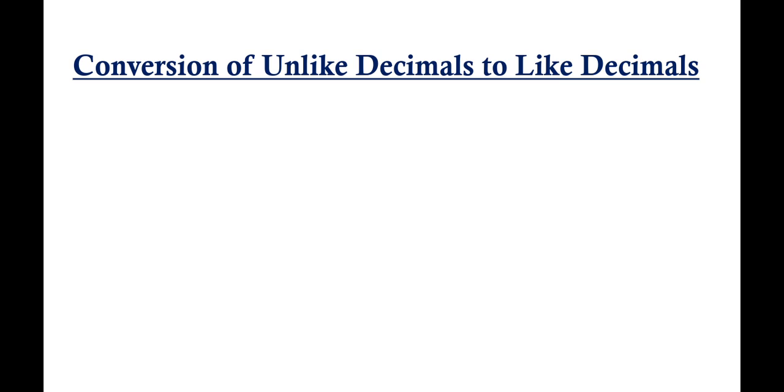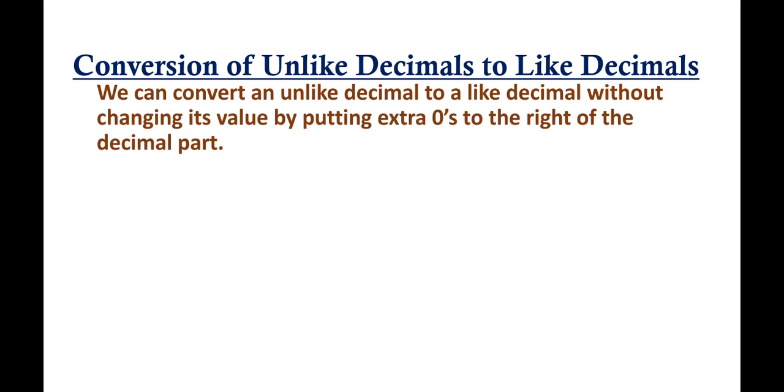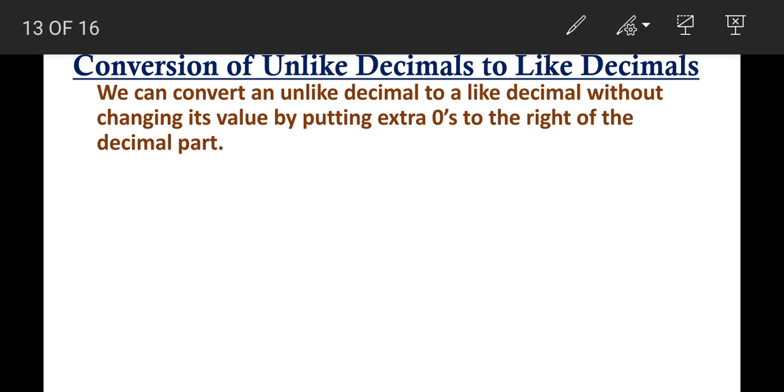Next, move to conversion of unlike decimals to like decimals. Here we will discuss how to convert unlike decimals to like decimals. It is very simple. We can convert unlike decimals to like decimals without changing their value; the value remains the same. What to do? We just have to put extra zeros to the right of the decimal part to get like decimals, without changing the value of the number.